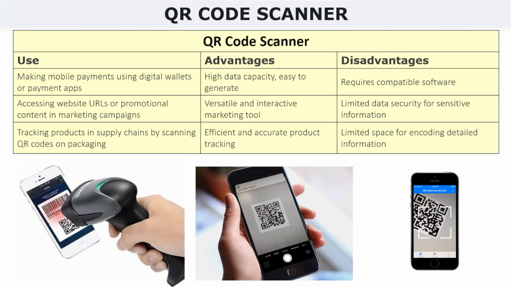Then we have the final one here, which is the QR code scanner. The QR code scanner behaves very much like the barcode reader, but here you can read codes using mobile devices. For mobile payments, making payments using digital wallets, you can make use of the QR code reader. Then again, for accessing websites, you can scan a QR code to access a website or any documents that are available. Then we have some advantages and disadvantages here.